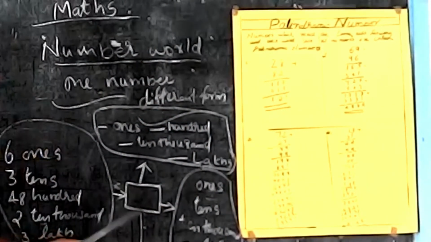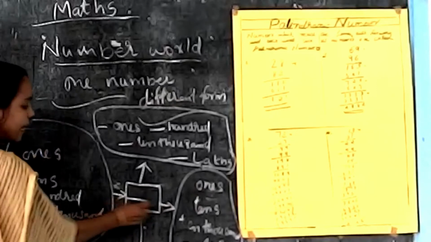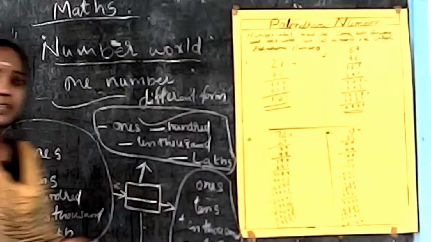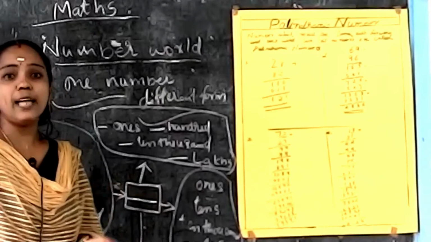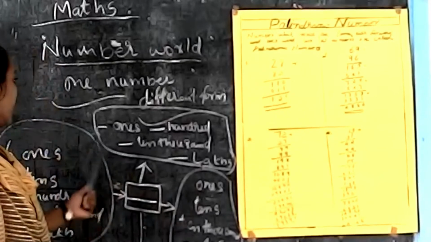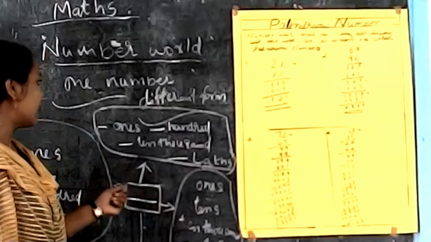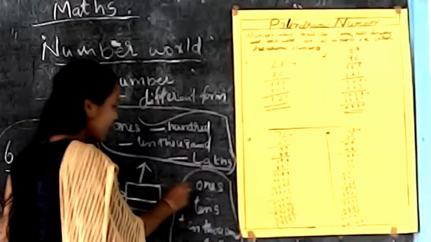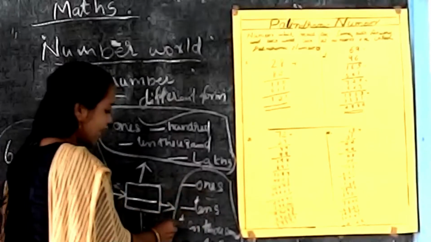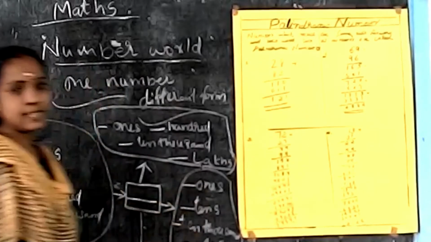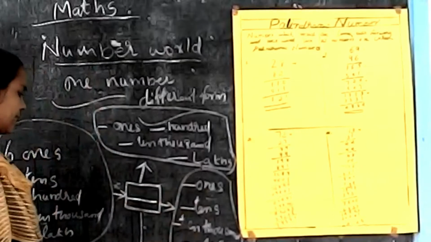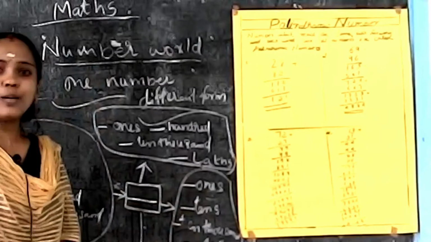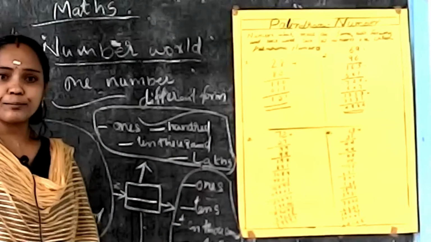The number isn't given. That number is dash. How can we identify the number? Look at the columns: dash ones, dash hundreds, dash 10,000s, dash lakhs. Next one: dash ones, dash tens, dash 10,000s and dash lakhs. Third column: dash tens and dash ones. How can we identify that number?